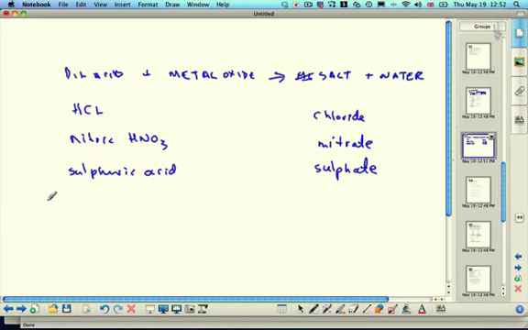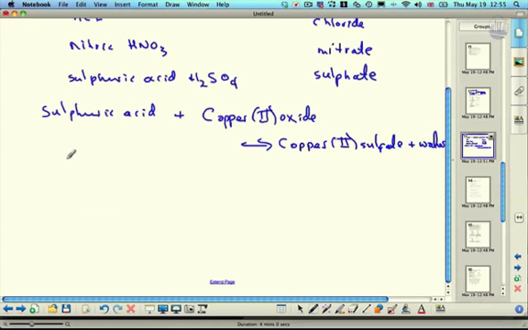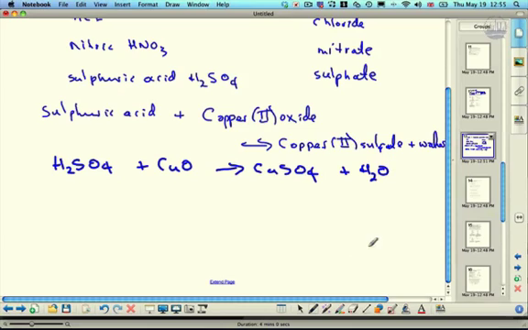So, for example, if you had sulfuric acid, which is H2SO4, and you had copper 2 oxide, what will be the name of the salt you will get? Pause the podcast, try it now. Well, you'll get copper 2 sulfate and water. So that's H2SO4 plus CuO, and that's going to give you CuSO4 plus H2O.